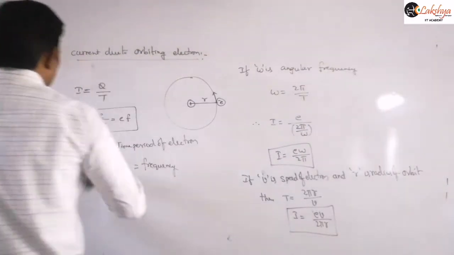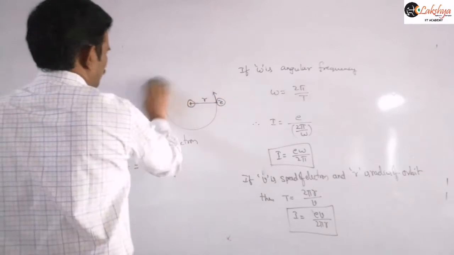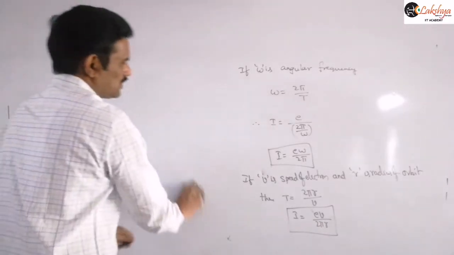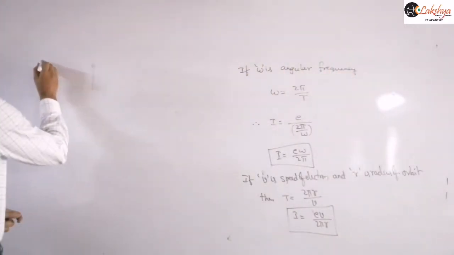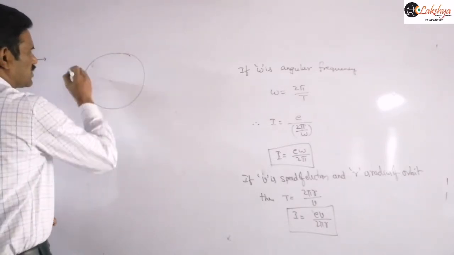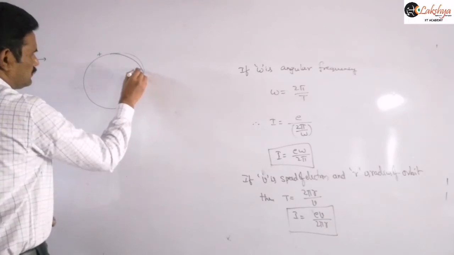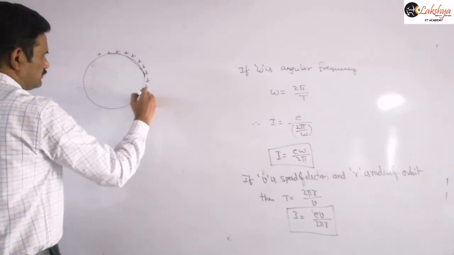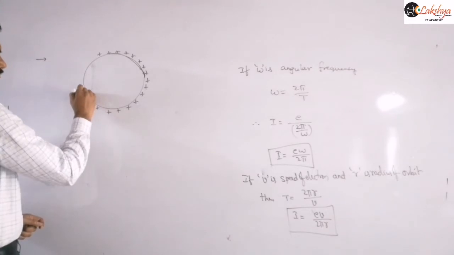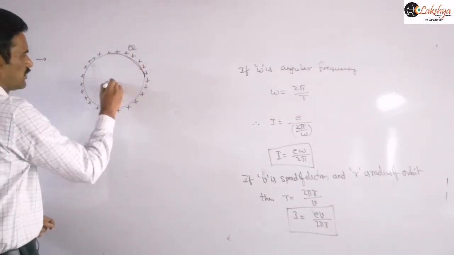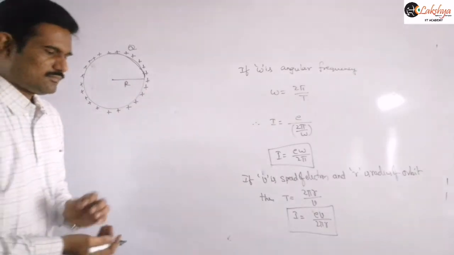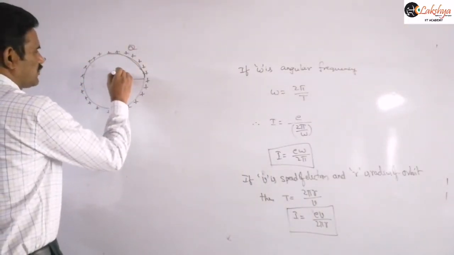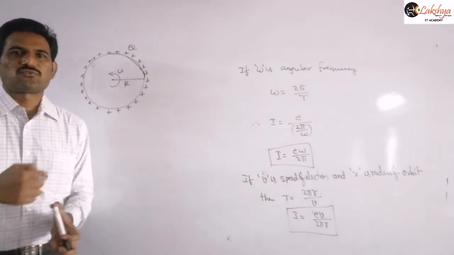Now instead of this electron, suppose I am taking a ring. A non-conducting ring on which some charge q is distributed. I am taking it like that. So here I am taking a charge plus q distributed on this ring of radius r. Now our question is, if the ring is rotating about its own axis with angular velocity omega, we need to find the current flowing in that path.